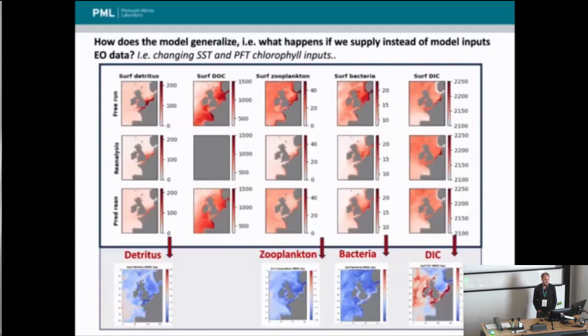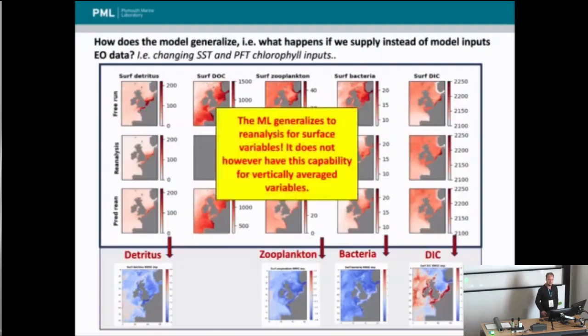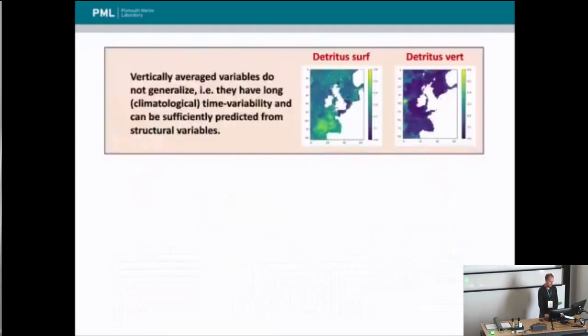means is that effectively you can replace all this computationally expensive system and use just this tool to predict from the observations these carbon pools without doing all these complicated and computationally heavy things. But it doesn't work for vertically averaged variables, and there is a reason for that. They really tend to have a much slower dynamics because of the deep ocean dynamics. They're much slower, and they're much more dependent on the structural variables. So they don't generalize really to this different situation.